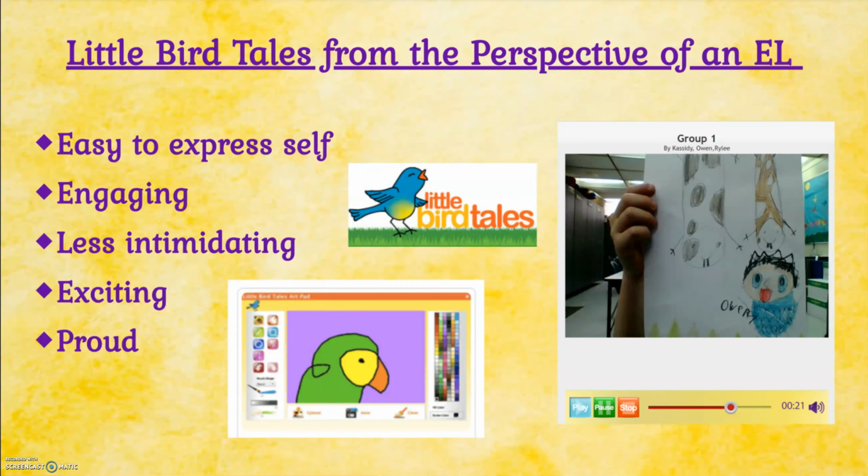An EL would be happy collaborating on assignments with small groups of their peers because they could practice their language skills in a less intimidating environment. Since finished work can be easily shared with anyone, including families, friends, and teachers, I think an EL would be very excited and proud to share what they have created.